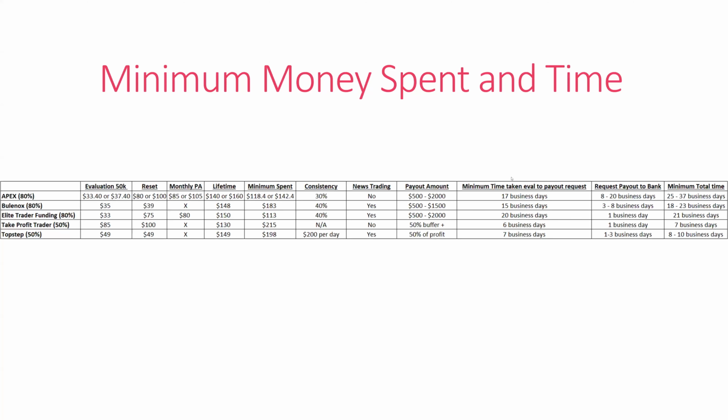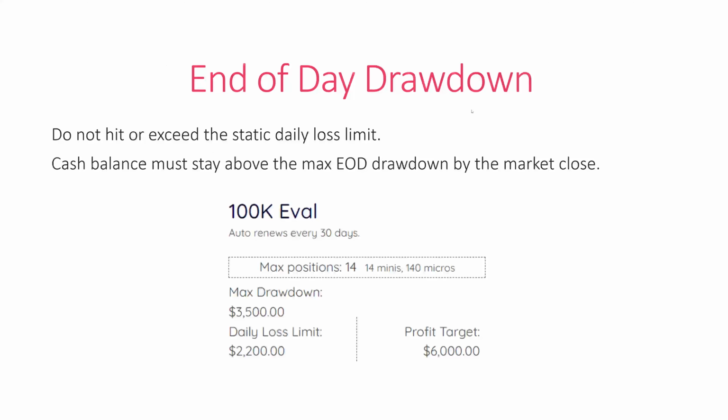On top of Top Step, this is me personally, I do not recommend getting 50K accounts for Top Step. The reason is that Top Step actually does end of the day drawdown, so your end of the day drawdown also has a day loss limit. For 50K, I think you can only lose, is it 2,000 or 1,000? The 50K account, great question, is 1,000 per day.